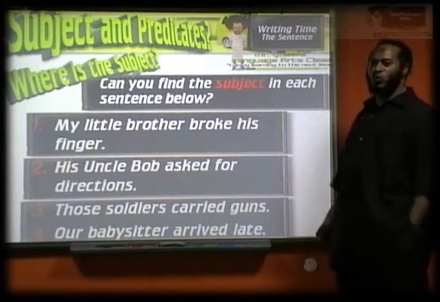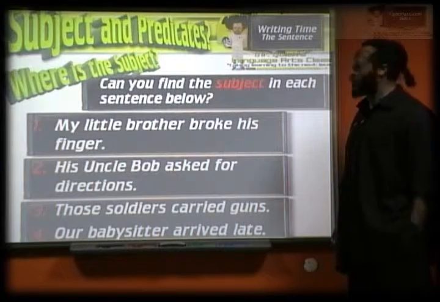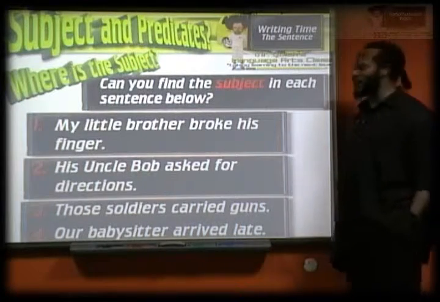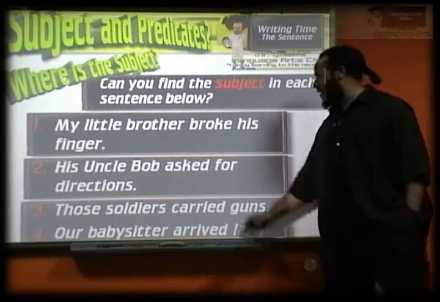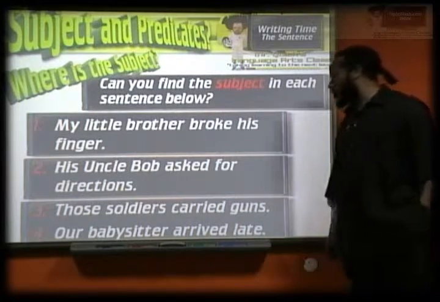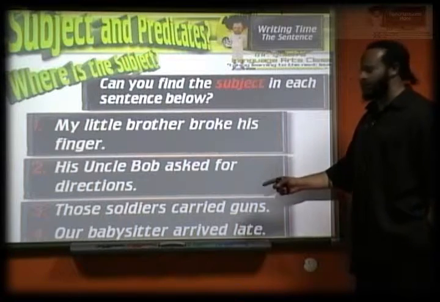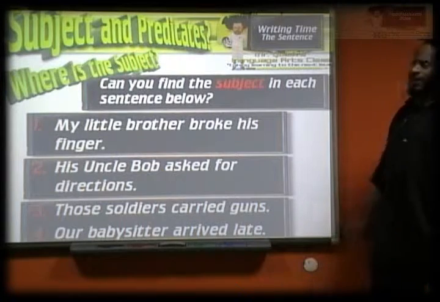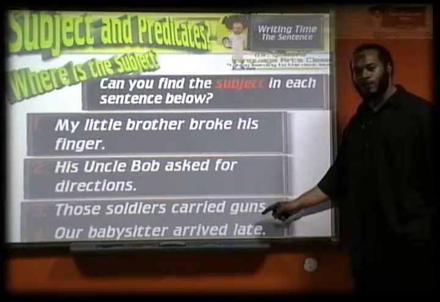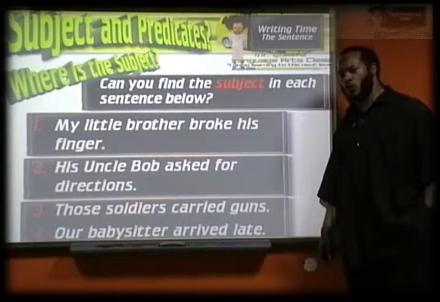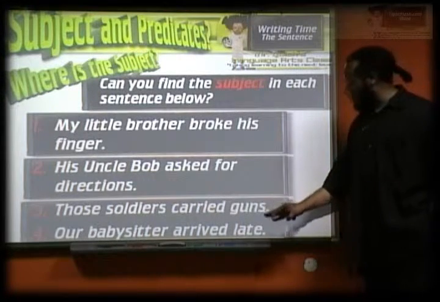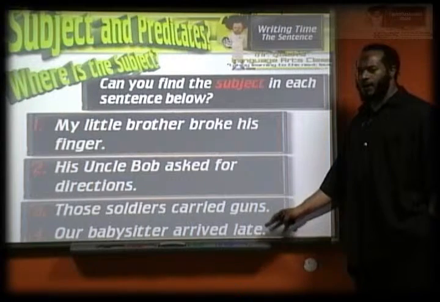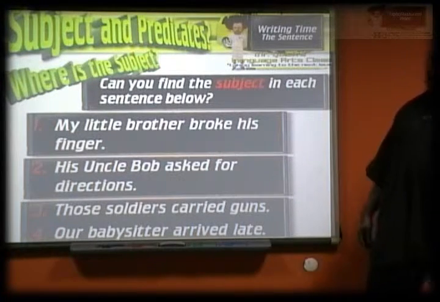Well, where do you think the subject is here? Finger? Of course not. I don't think it's finger. Let's go to the next sentence here. His Uncle Bob asked for directions. Directions? No, I don't think that's the subject. Those soldiers carried guns. Guns? That's the noun. Maybe that's the subject. I don't know. I don't think so. Our babysitter arrived late. Well, late, can that be a subject? I don't think that's a subject. Well, what do you think?